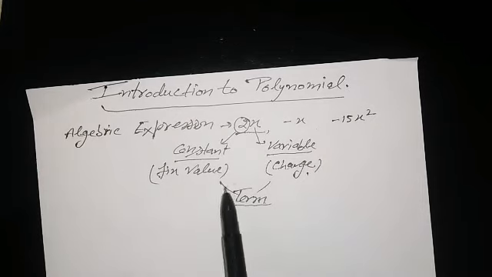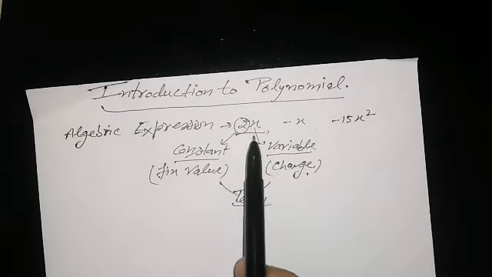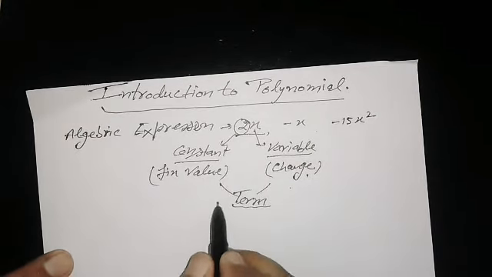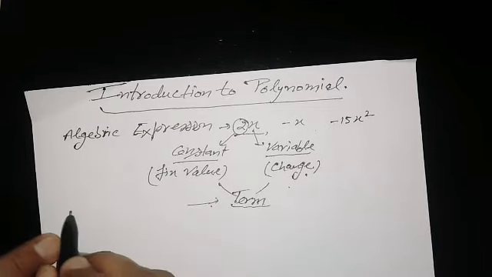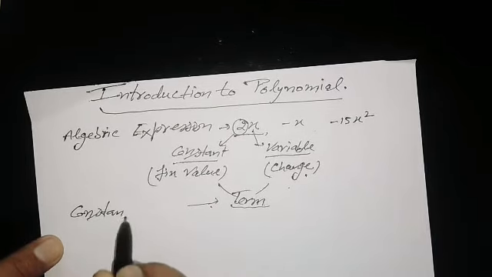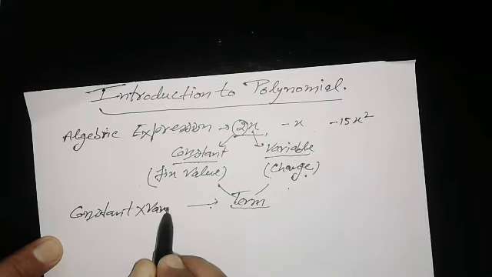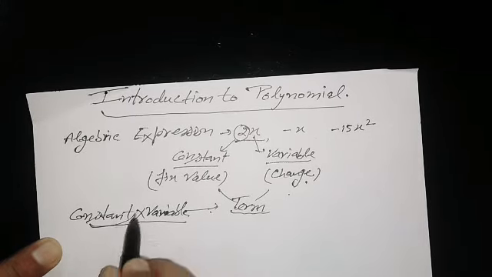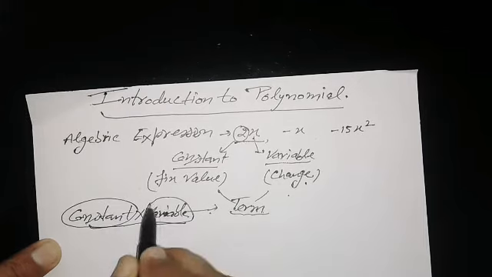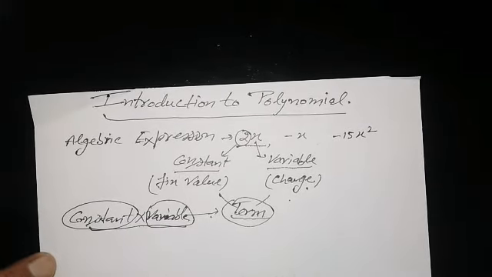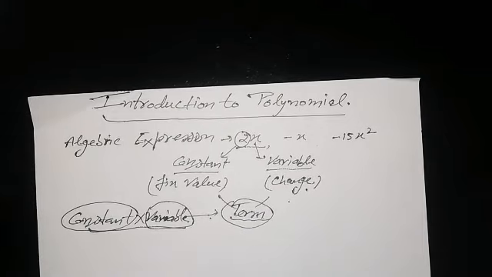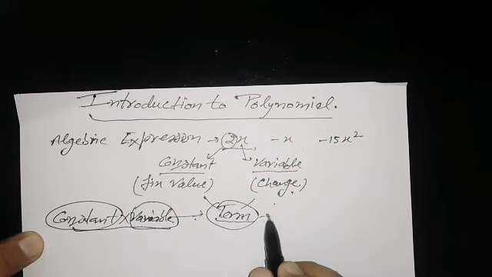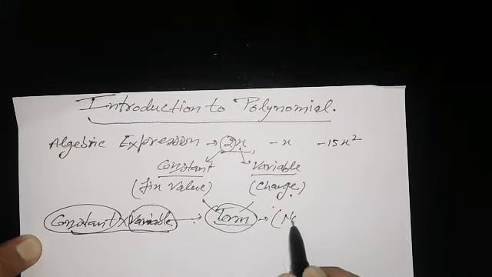Term means there may be a constant multiplied with a variable. So you can define the term as constant multiply variable, right? Constant multiply variable is equal to term. This term, you can give it another name, nomial.